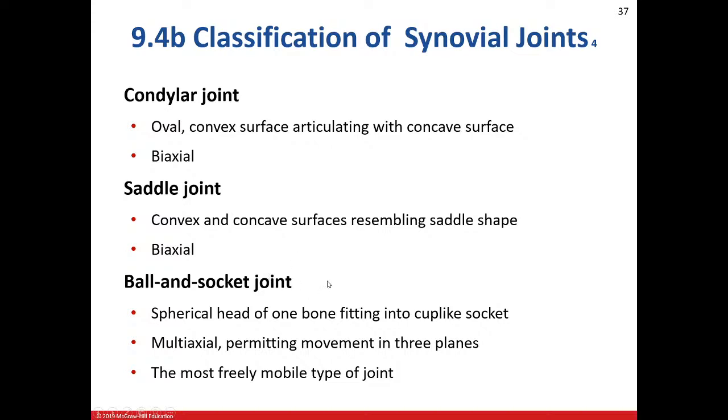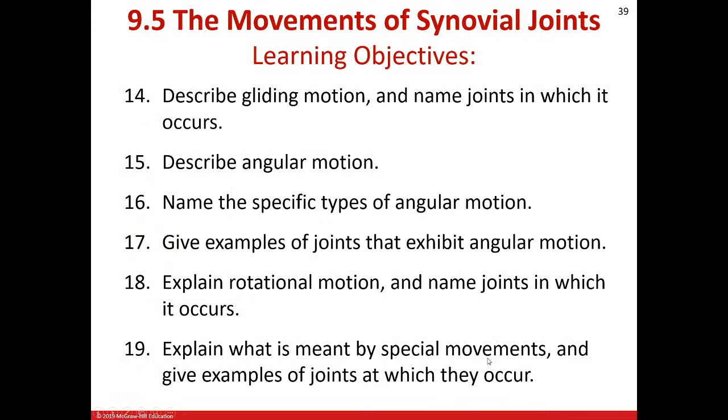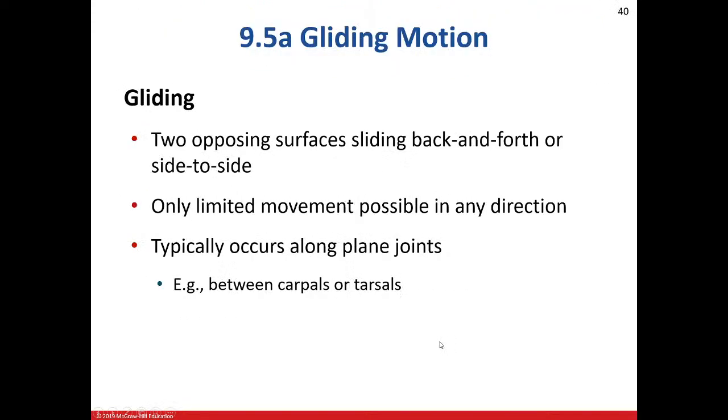Ball and socket joints. This is where you have the spherical head that joins the cup-like socket. So that would be the head of the femur and the acetabulum, or the head of the humerus and the glenoid fossa. These are multiaxial joints. They permit the most movement, and you can move in three planes with these joints. You can move them in almost 360 degrees.